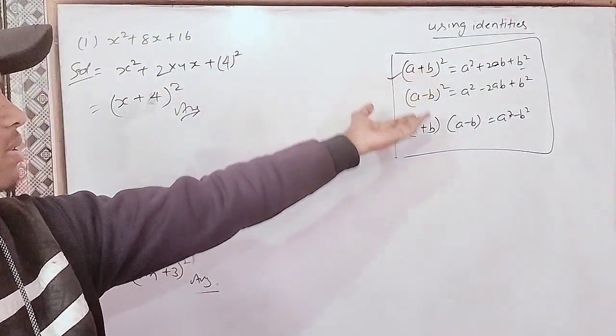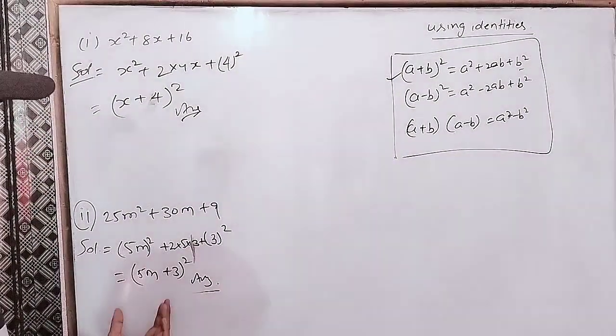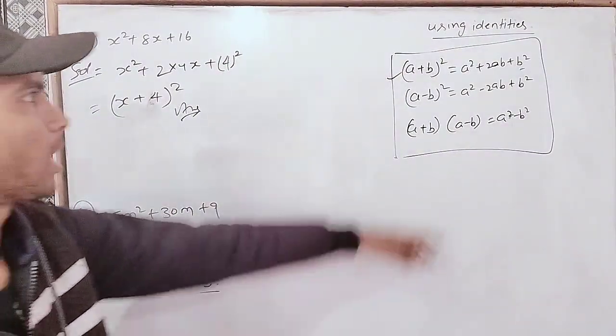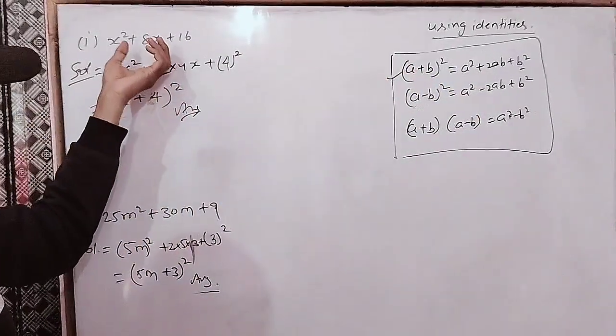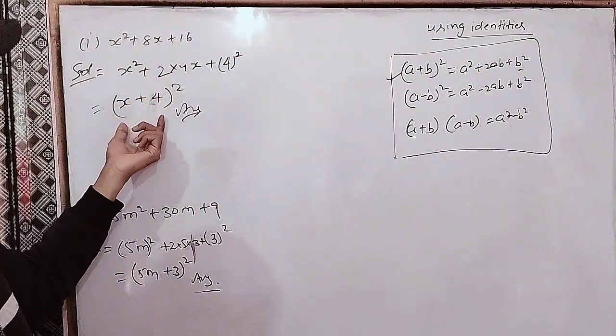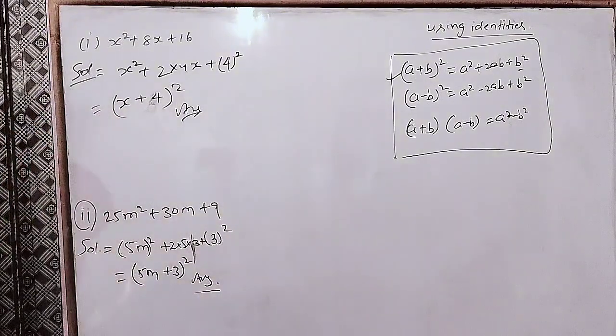The question was saying to solve it by using algebraic identities. We had this equation and we found out this equation. As you can see, we have this equation, we will get this equation, which is the LHS. So let's take some more examples for practice.